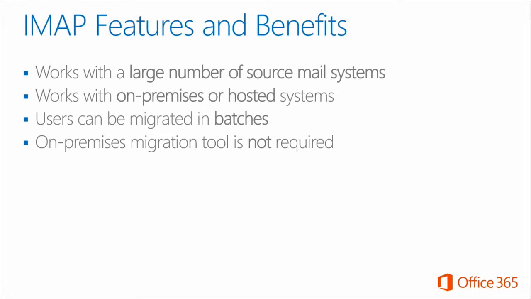To go deeper into some of those scenarios: large mail or a large number of source systems, works on premises or hosted. IMAP can do batches, and there are no tools required. This is straight out of the box Office 365.